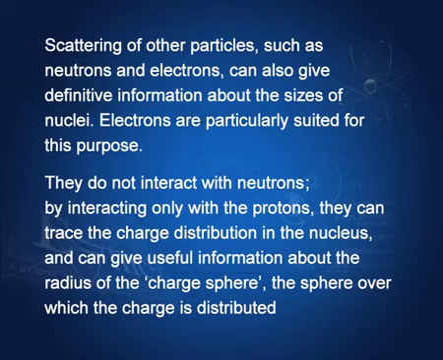Electrons are particularly suited because they are very light and they can penetrate. They do not interact with neutrons. By interacting only with protons, they can trace the charge distribution of the nucleus. You see, there are neutrons and protons. These electrons just ignore the neutrons; they do not interact with them. They interact directly with protons, and therefore they can give us information about the distribution of charge inside the nucleus. And from that charge sphere, we find the radius of the nucleus.